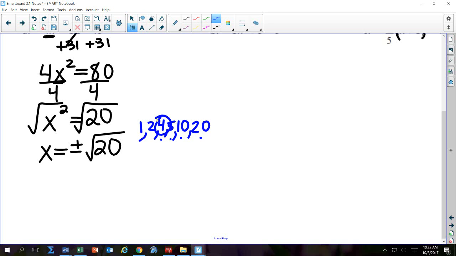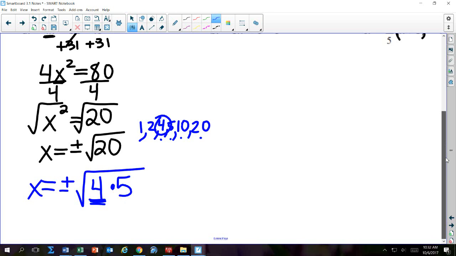So I'm going to use that. X equals plus or minus the square root of 4, there's my perfect square, times what? 4 times what gives me 20? 5. Okay, so I just broke 20 down into 4 and 5. But I chose 4 because it's the largest perfect square it's divisible by.